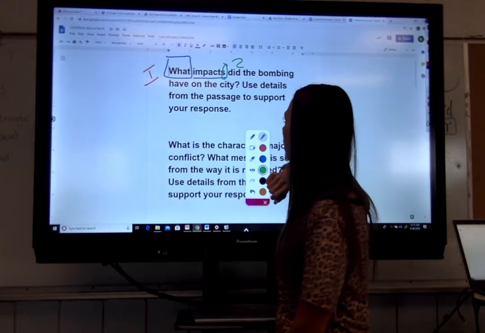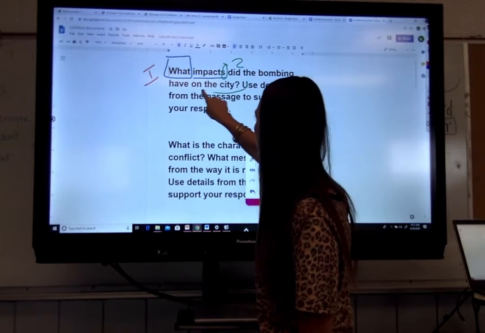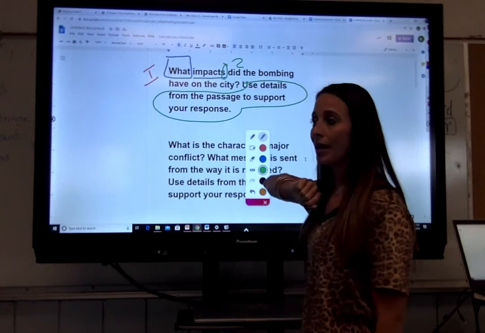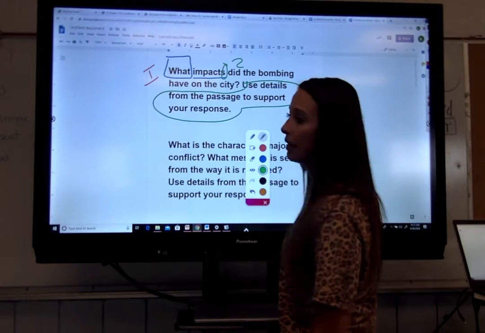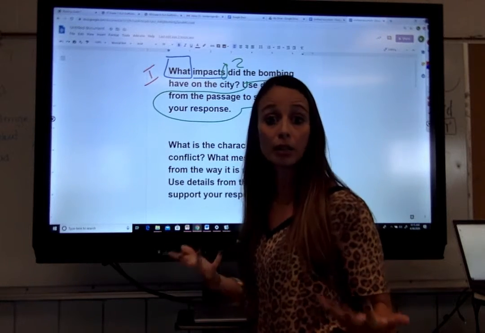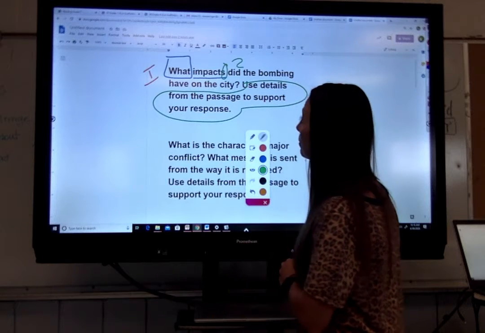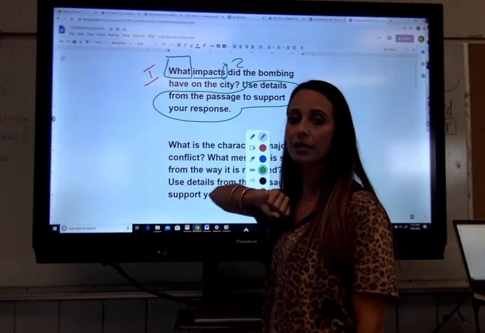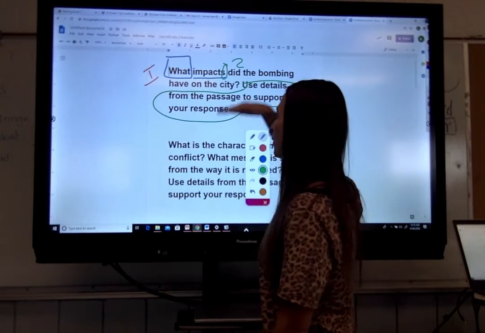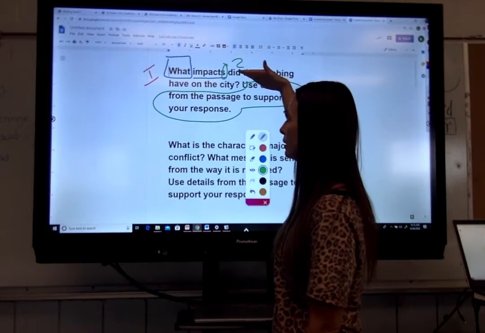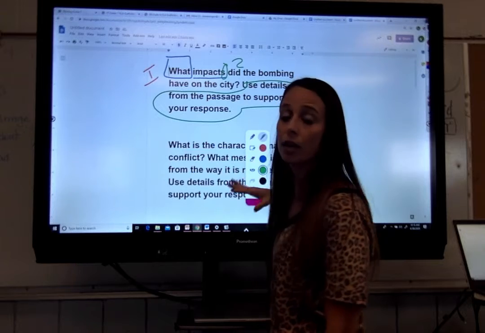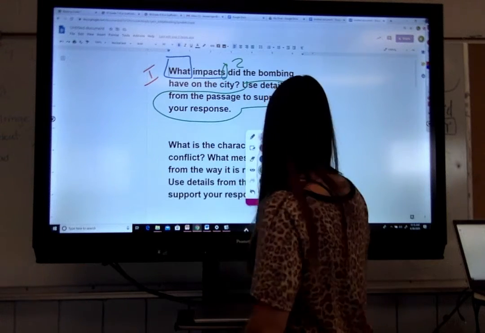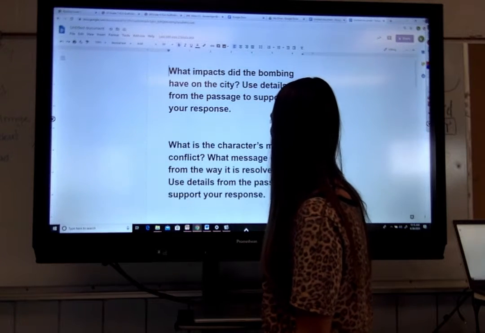Okay? And now, if you'll notice when it says use details from the passage to support your answer, when we use RACE, we know that's our citing evidence and our explaining. So we're already going to do that process. So pretty much, when we answer this question, we know that we're going to have to RACE it, and it's going to have 2 jobs. The first job would be one impact, and the second job would be another impact. Now, there could be 3 if there were 3 impacts. All right, let's look at the second prompt.